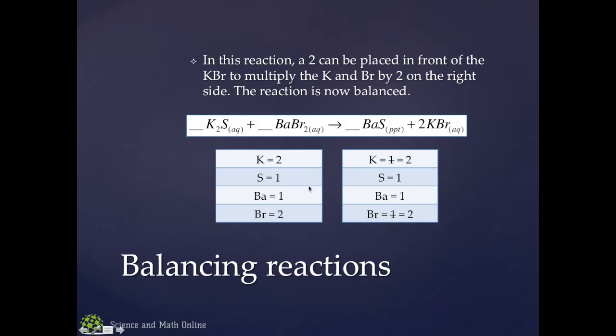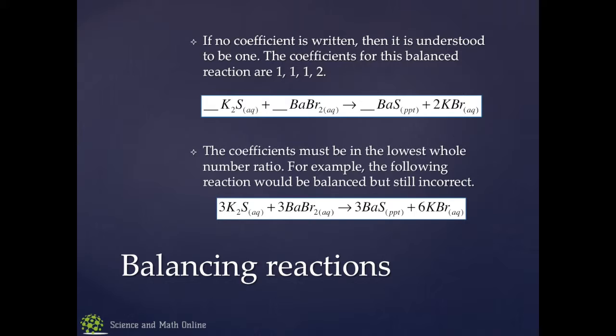Okay? That I've got 2 potassiums, 2 potassiums, 1 sulfur, 1 sulfur, 1 barium, 1 barium, 2 bromines, 2 bromines. We would say that this reaction is balanced. Where we do not have coefficients written, they are understood to be 1. So for example, someone could say that this is balanced 1, 1, 1, 2. Okay, that would be another way of writing it out or saying it out, that that's how it balances. Okay, so like I said, right here, it's understood to be 1.